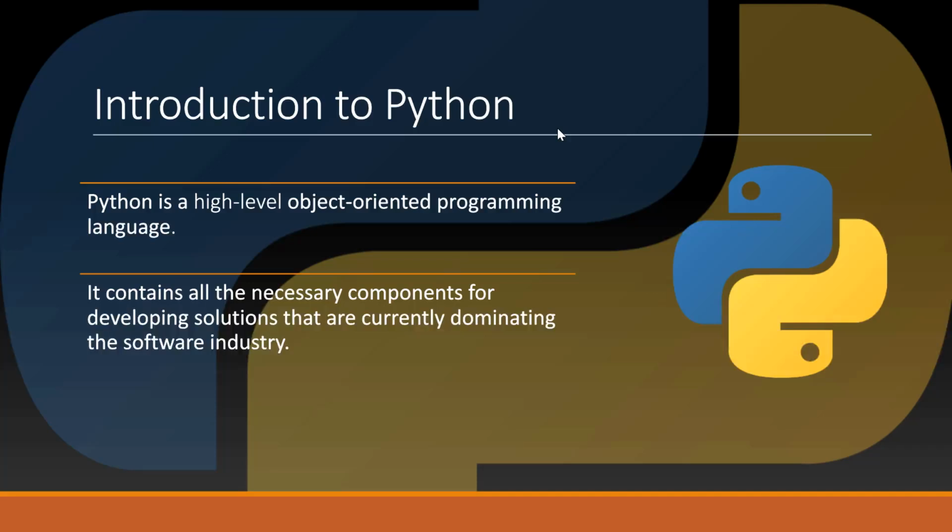Now to interact with computers and computer programs, we need a common language. And this language in the software world is commonly known as a programming language. Now by using a programming language, we can construct effective programs and build solutions like games, mobile applications and websites. So basically Python is a high level object oriented programming language. It is quite popular because it contains all the necessary components for developing solutions that are currently dominating the software industry. We will discuss these applications further in this video.